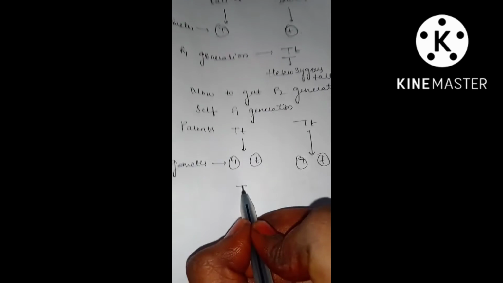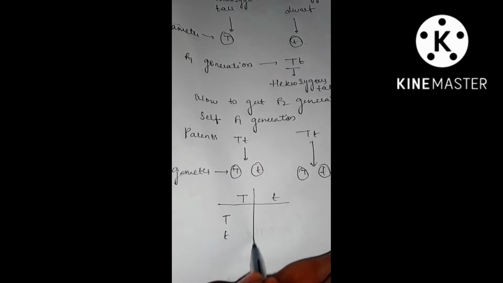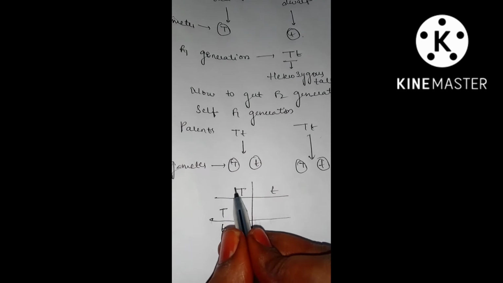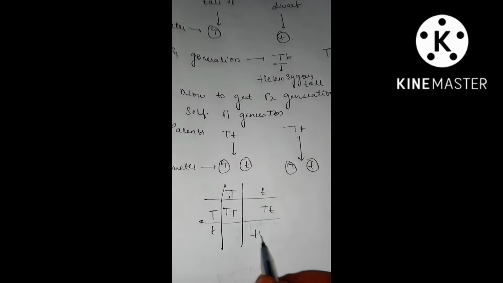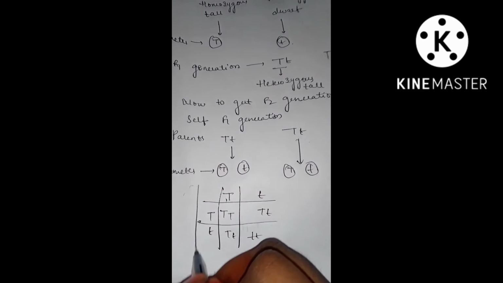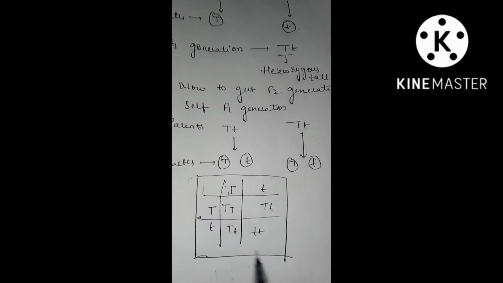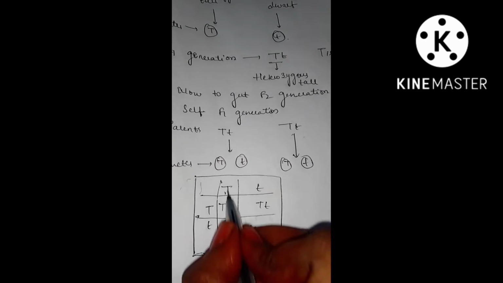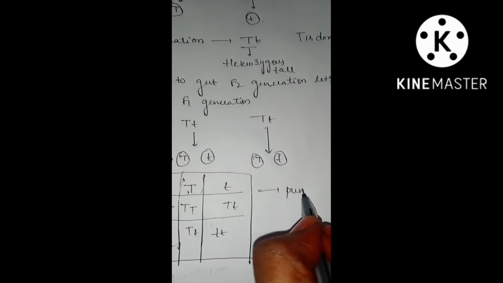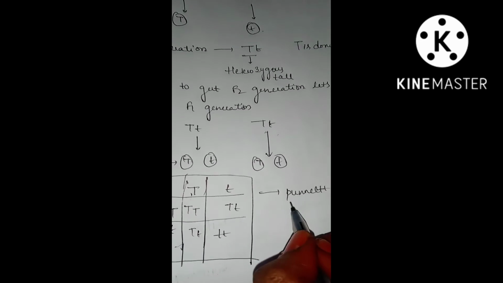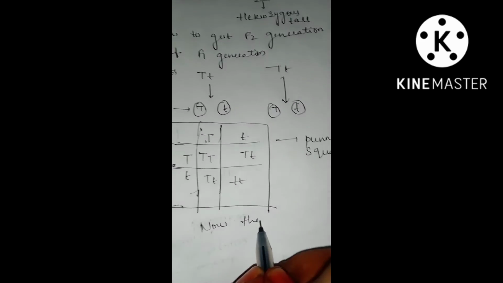Now we are using the Punnett square method to know the maximum possible progeny we can get. The Punnett square is a square method discovered by Reginald Punnett, so the method is named after him. From this we take both the parents' gametes on two sides of the square, and we combine the gametes in the boxes. So we are getting capital T capital T, capital T small t, capital T small t, and small t small t in the F2 generation.